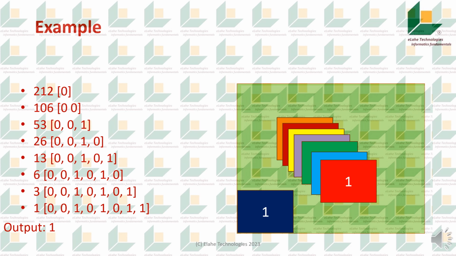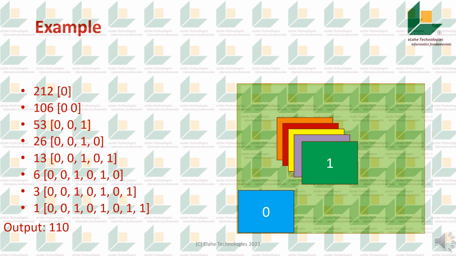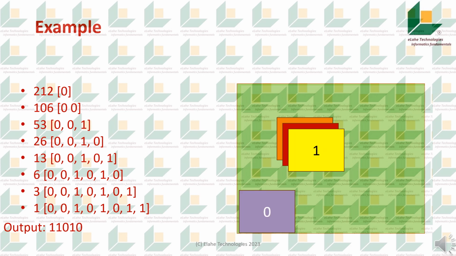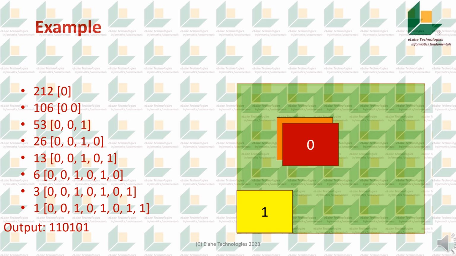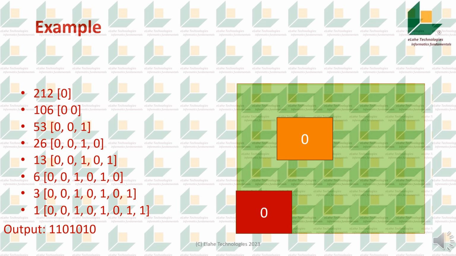Now, we start popping the remainders we stored on the stack. First pop a 1. Next number popped is another 1. Next number popped is a 0. Next number popped is another 1. Next number popped is a 0. Next number popped is another 1. Next number popped is a 0. The last number popped is a 0. The binary equivalent of 212 is 11010100.